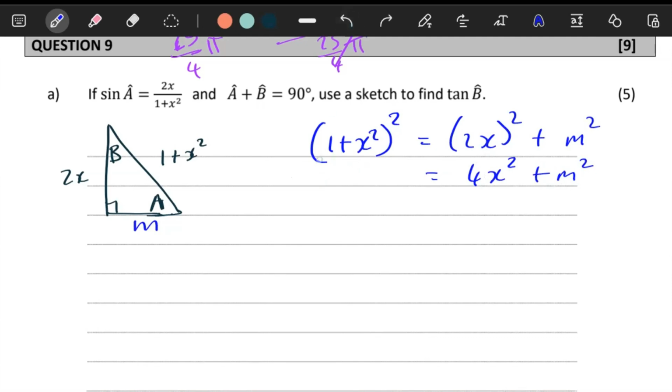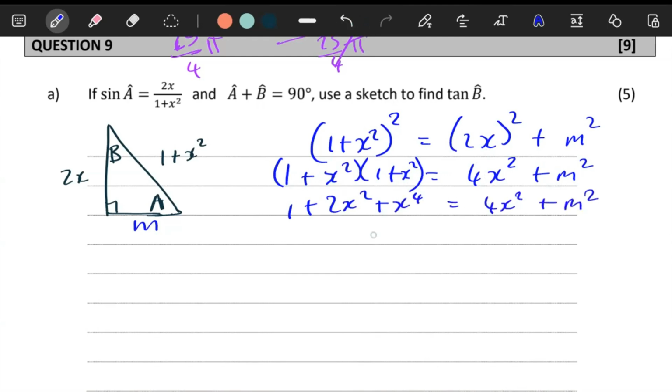But let's just expand it. 1 times 1 is 1. 1 times this is x squared, and then another x squared, and then x to the power 4. Since you're going to isolate m, let's see everything on one side except for the m squared. You're going to have x to the power 4. 2 minus 4 is going to be -2. And then the 1 there. Square root both sides. You have the square root of x to the power 4 minus 2x squared plus 1. And then this is m.